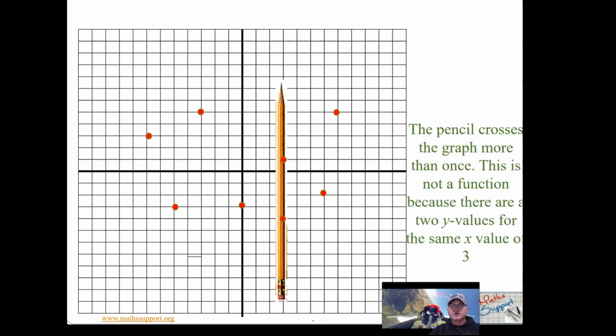And you can see right there, that pencil touches those two points at the same time. Therefore, the x value of 3 would have a y coordinate of 1 and would also have a y coordinate of -4. So that x coordinate is covering two people. That is not a function.